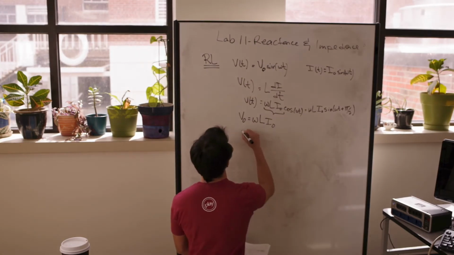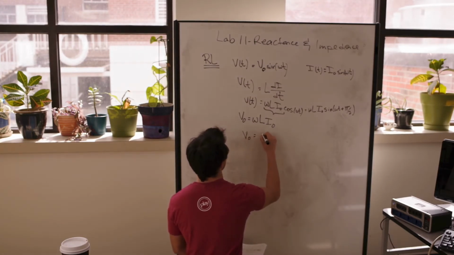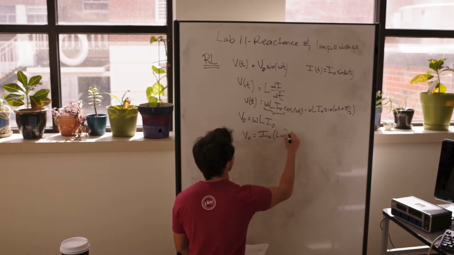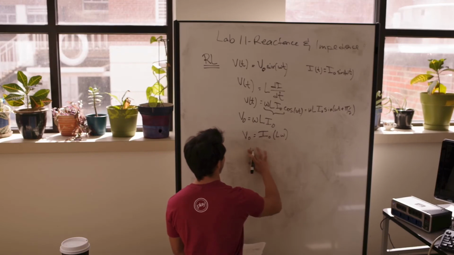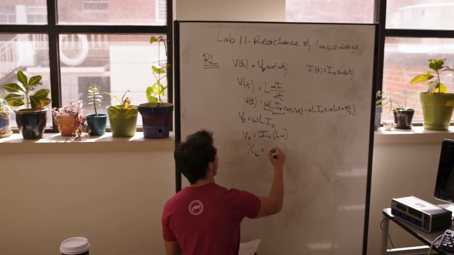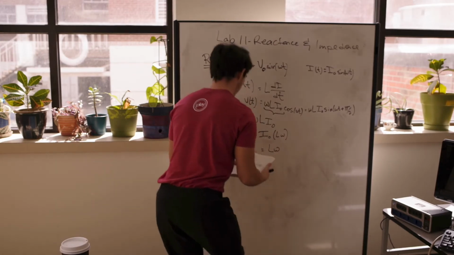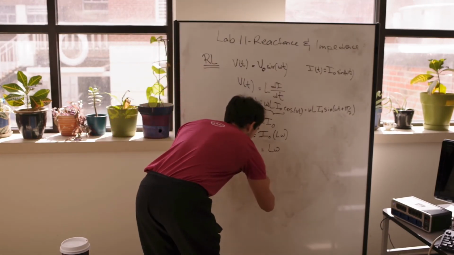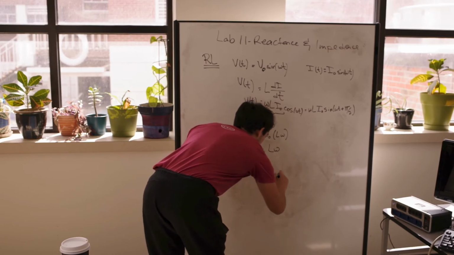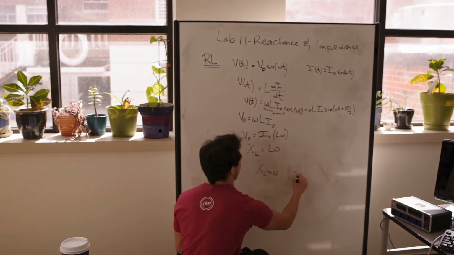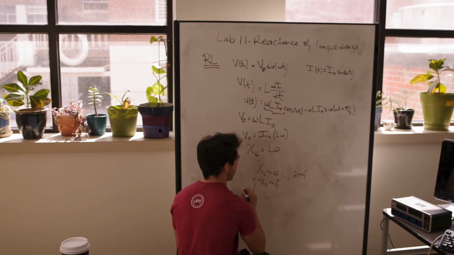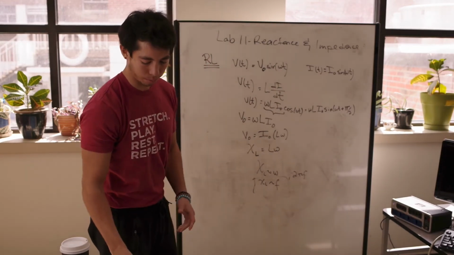This is similar to what we had earlier: V equals IR, or V equals I chi. So this is I L omega. This tells us that chi has the form, for the inductive case, L omega. That's our inductive reactance, and this says that chi L is proportional to omega, where omega is 2 pi f. So chi L is proportional to frequency. This is the relationship that you'll be confirming in the experiment.